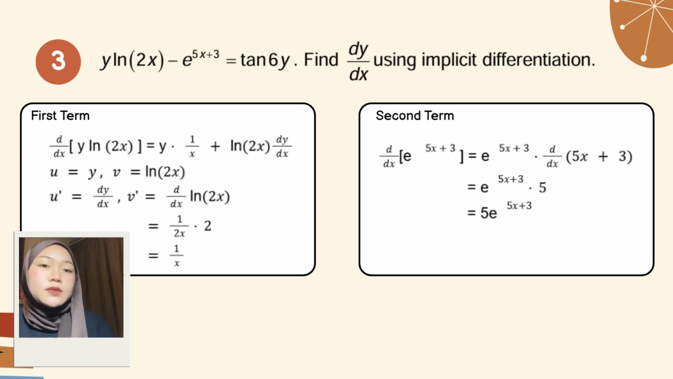So how do we differentiate this term? We will use uv' plus vu'. So u equals y, v equals ln x, u prime equals dy/dx, v prime equals d over dx of ln x. Then we will simplify it, 1 over 2x times 2, and then the answer is 1 over x.